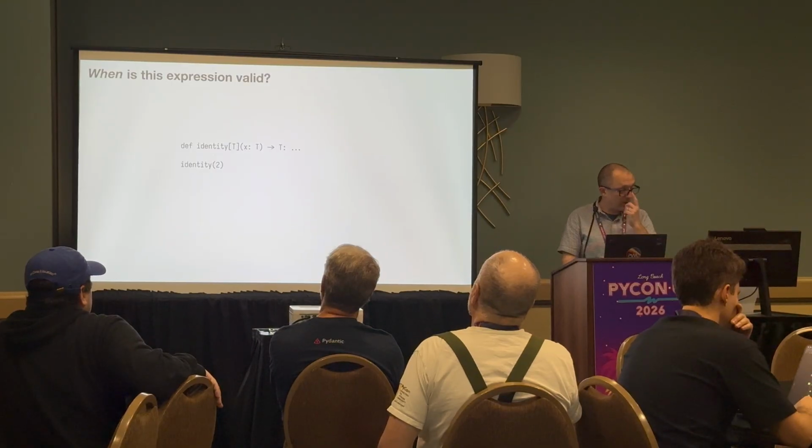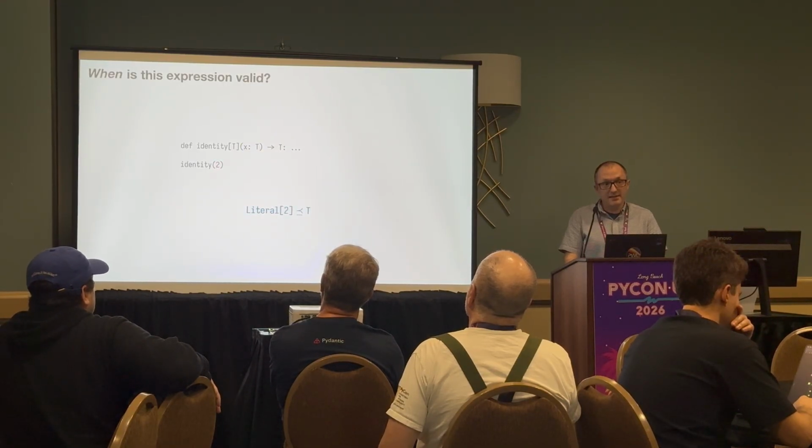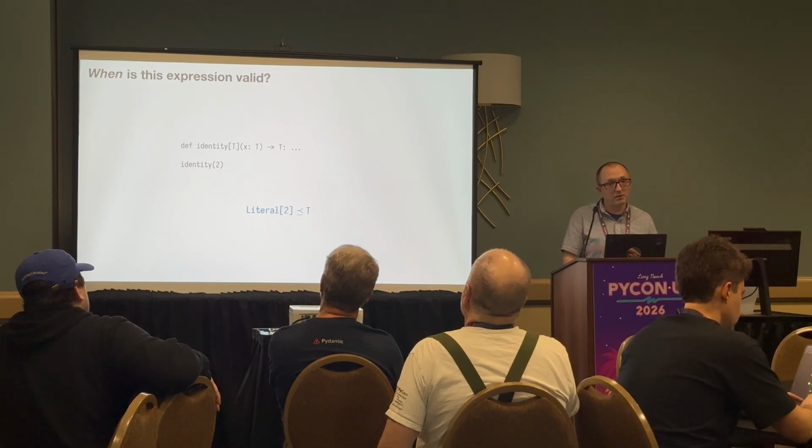When we have our type variables, we do the same process. We say that 2, the literal 2, needs to be assignable to the type variable T, and at this point, we're just going to stop, right? This is an expression, a predicate, that tells us what needs to be true of our assignment to T for this to type check correctly. If literal 2 is assignable to T, then this is valid.